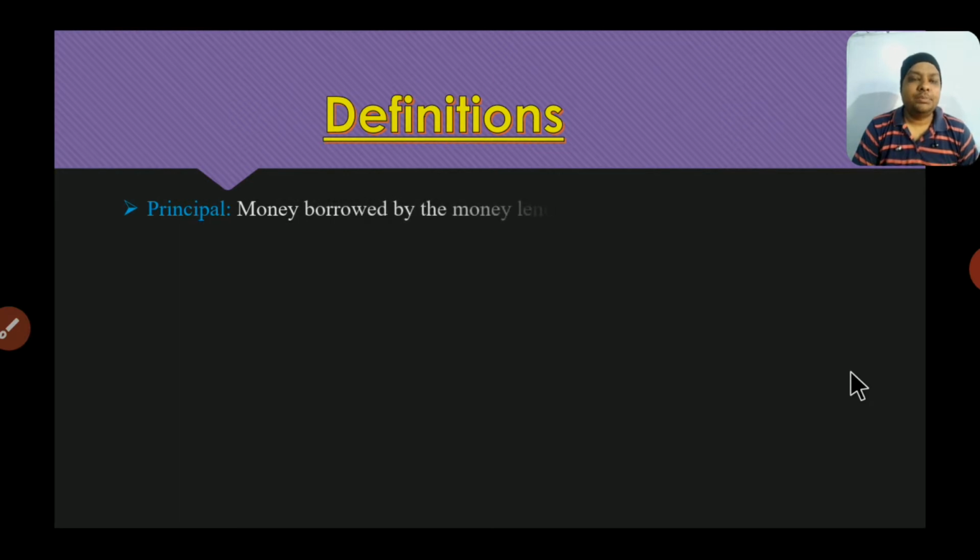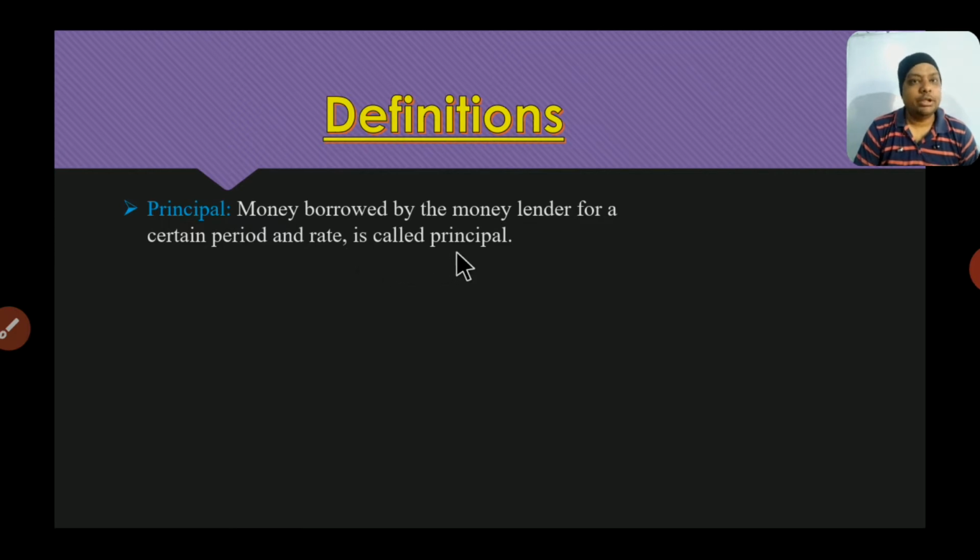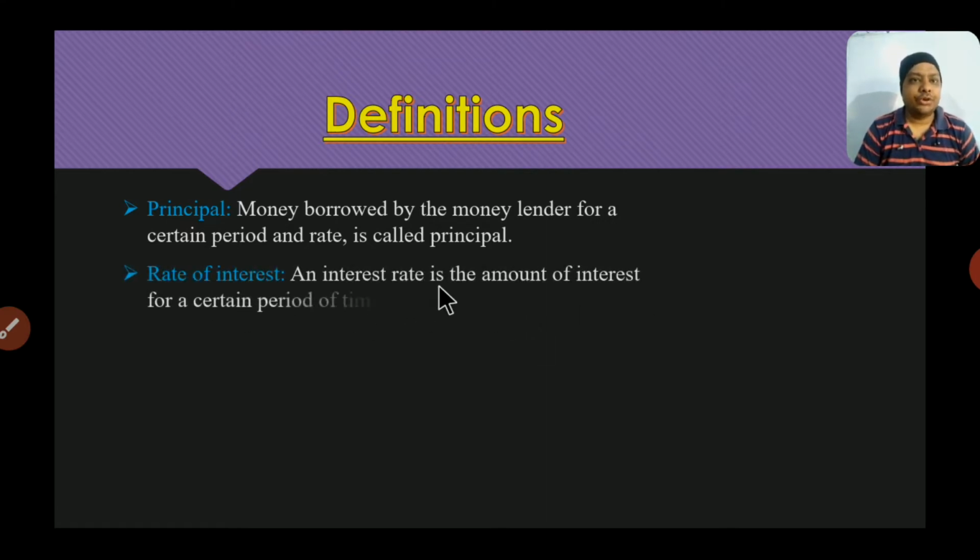Now, what is principal? Money borrowed from the money lender for a certain period and rate is called principal. This is the principal amount. Now, rate of interest. An interest rate is the amount of interest for a certain period of time. For example, 10% interest is applied on a certain amount for 1 year, annually, half yearly, like this.